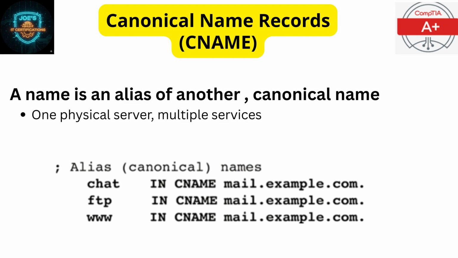This means that every time somebody references chat.example.com, ftp.example.com, or www.example.com, they are all really communicating to a single server called mail.example.com. This makes it very easy to administer if you ever need to change the IP address of mail.example.com. You simply change the A record for mail.example.com, and all of the canonical records can stay exactly the same.